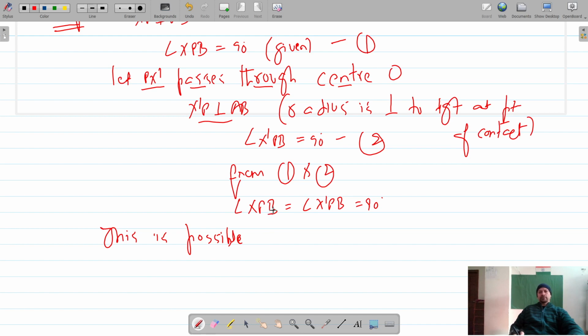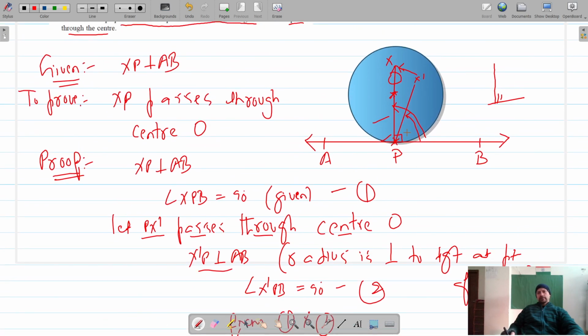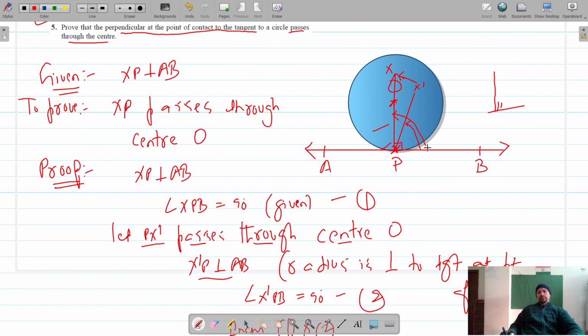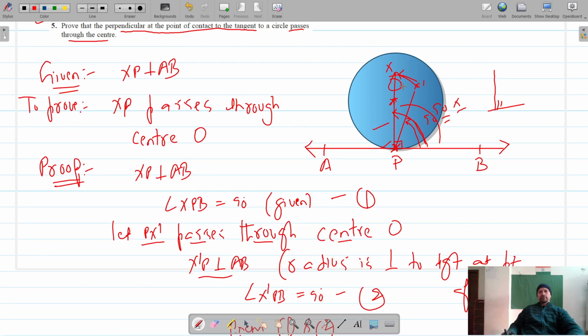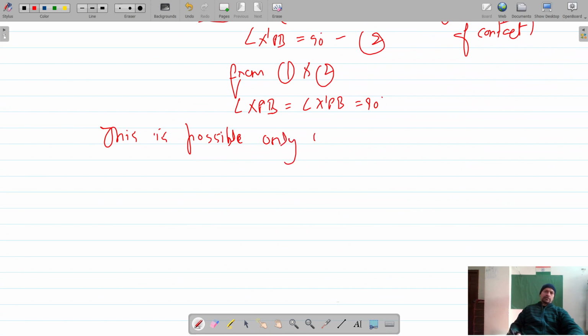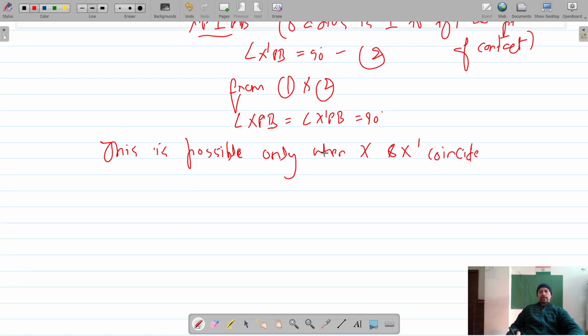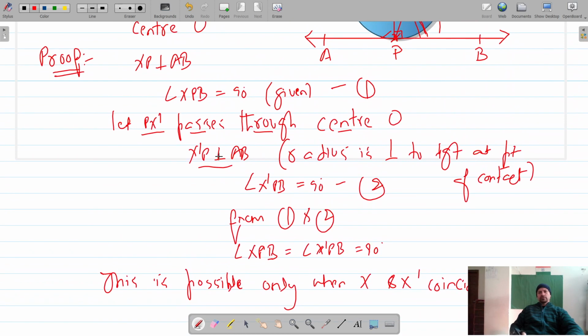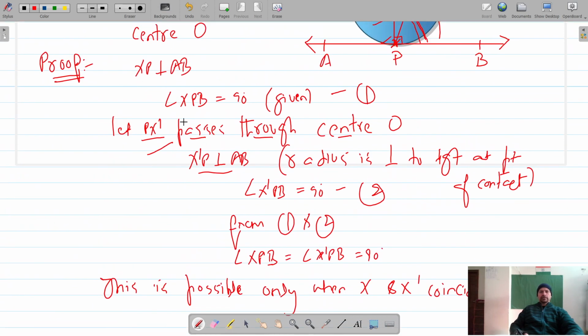So from the same point P, if this is also 90 degrees and this is also 90 degrees, this is not possible. It's possible only when both of these coincide. So this is possible only when X and X dash coincide. And when X and X dash coincide, because we assume that X dash P is perpendicular to the tangent, this passes through the center.